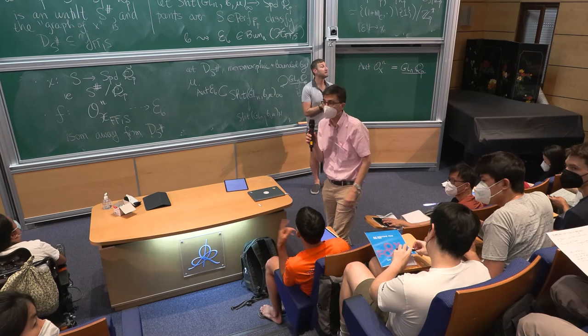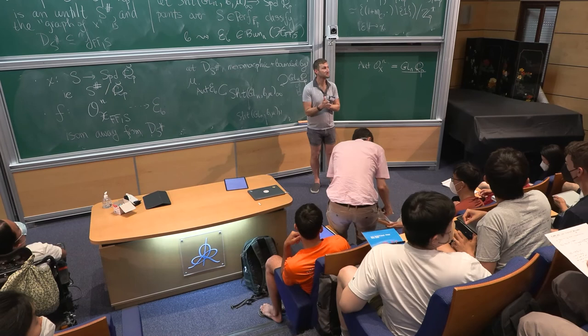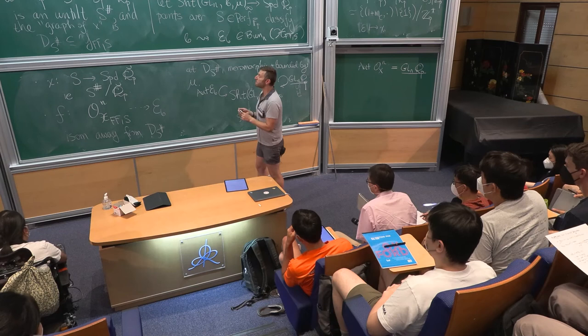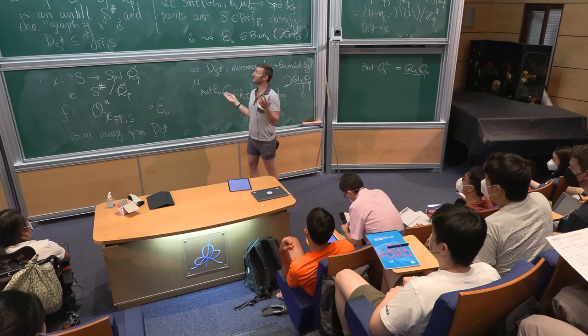What would happen if you tried to make a more direct analogy to Shtukas? That's what I've been trying to do, but what you're not seeing here is Frobenius pullback, right?